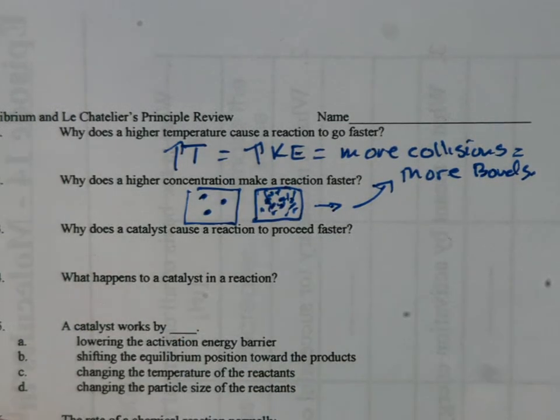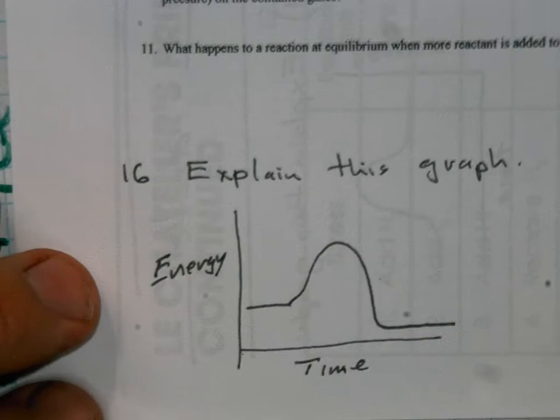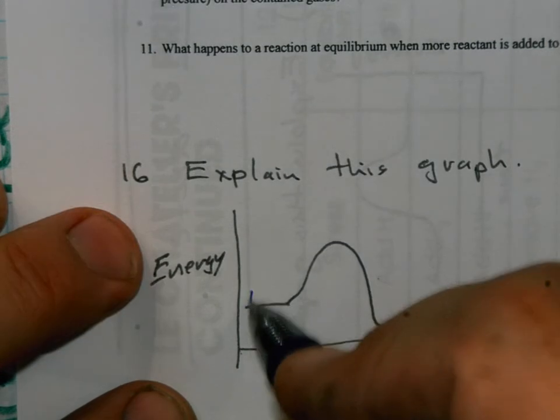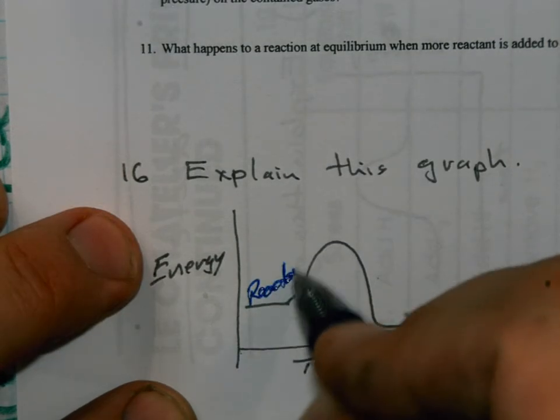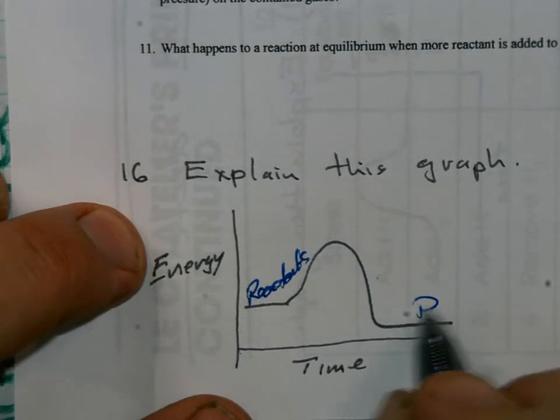How does a catalyst cause a reaction to proceed faster? Well, we're going to go to the bottom of the page here. This graph is showing time going on. Here are the reactants. Sorry, it didn't get written in there well. These are the products.